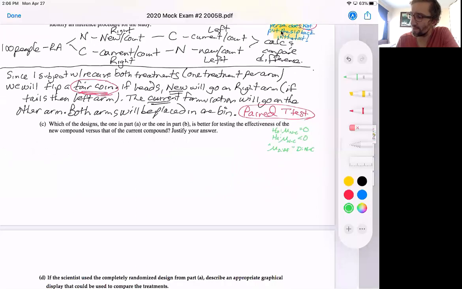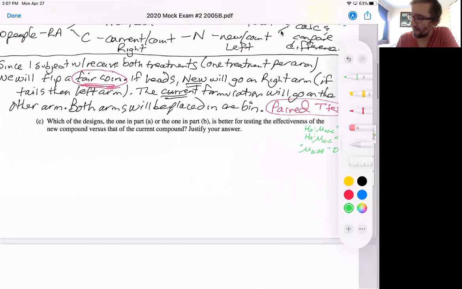So that was a little bit of extra stuff. We've kind of alluded to the answer on part C a little bit. Which of the designs, A or B, is better? Part B is better. For testing the effectiveness of the new compound versus the current compound, B is better.